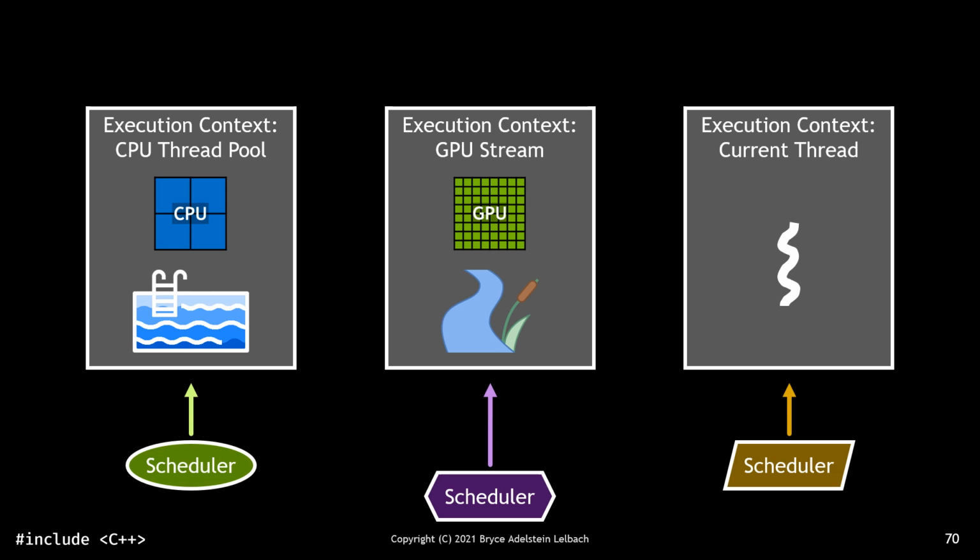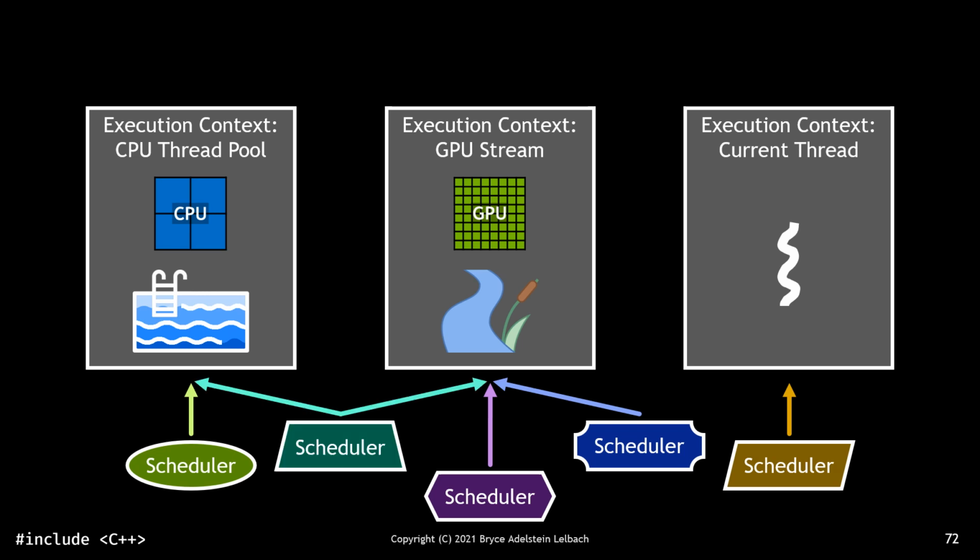Schedulers represent a strategy for submitting work to execution contexts. They are lightweight, non-owning handles to contexts. Schedulers are cheap to construct and pass around. Execution contexts hold all the state. Multiple schedulers may refer to the same execution context, including multiple different kinds of schedulers. For example, you might have two schedulers that submit work with a different priority. You might even have a scheduler that dispatches work to multiple different execution contexts.